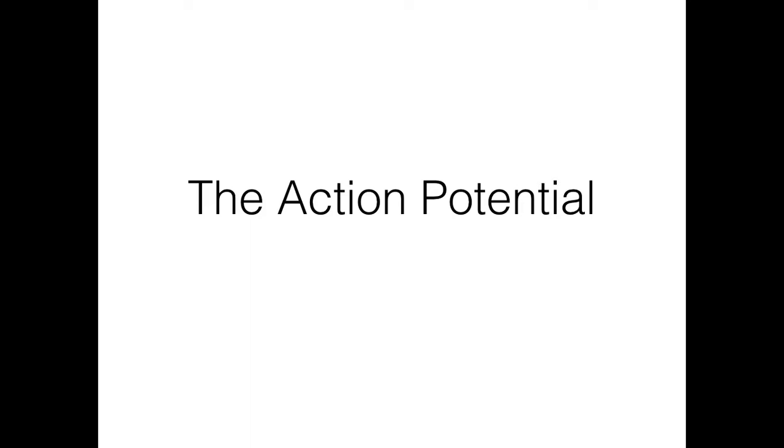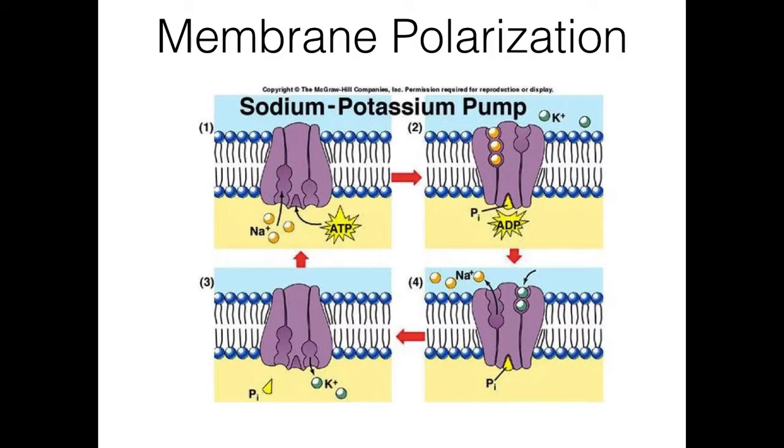Some cells, electrically excitable cells like muscles and neurons, have the ability to conduct an action potential down their membranes. So let's take a look here and start with how the membrane gets electrically charged in the first place.